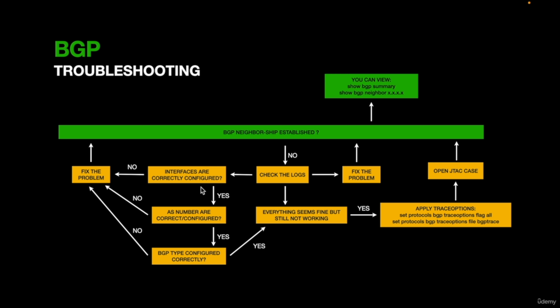But as I mentioned in other lectures, you can have cases where everything is fine, everything is correctly configured. There are no log messages, or maybe there are log messages but they are not relevant, but BGP is still not going up. So in that case, you can configure the trace options like I specified here, open a JTAC case, and hopefully somebody from JTAC will help you solve the problem.